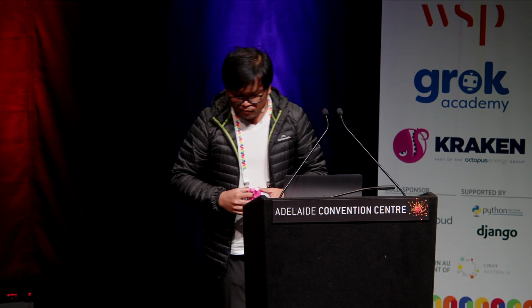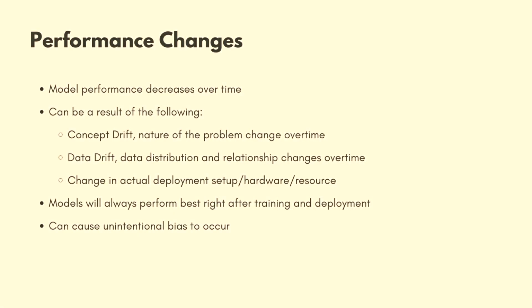Now, let's talk about performance change. I believe there's going to be a very specific talk about this tomorrow, so we're just going to cover some of the basic and underlying concepts. Model performance decreases over time. It's almost always the case. It can be a result of several factors, mainly concept drift, where the nature of the problem changes, or data drift, where the distribution and the relationship between the data changes. It happens most of the time.